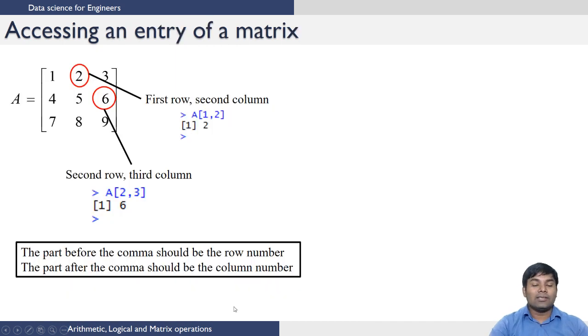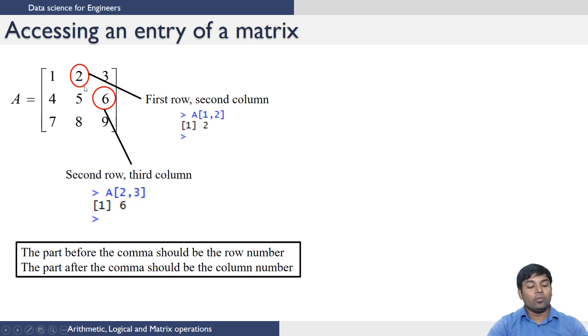If you want to access an entry of a matrix, you can use a similar convention. For example, if you want to access this element, it is in the first row and the second column. The command you need to use is, in the matrix A, fetch the element which is in the first row and in the second column.